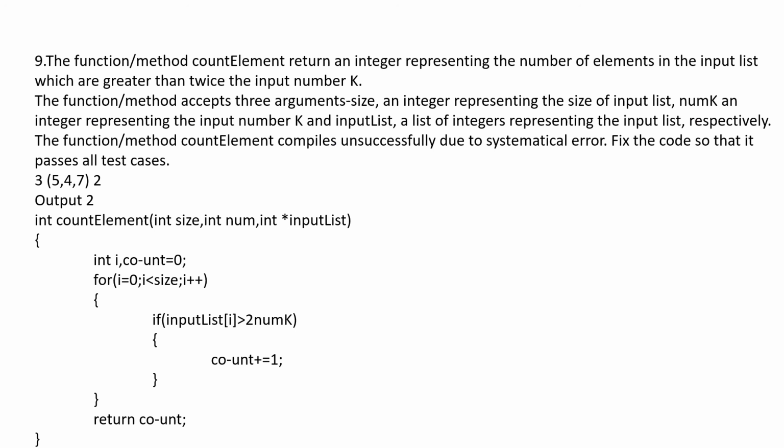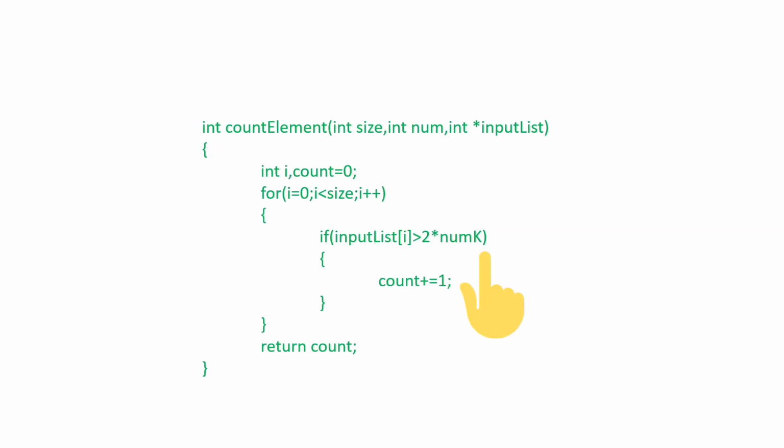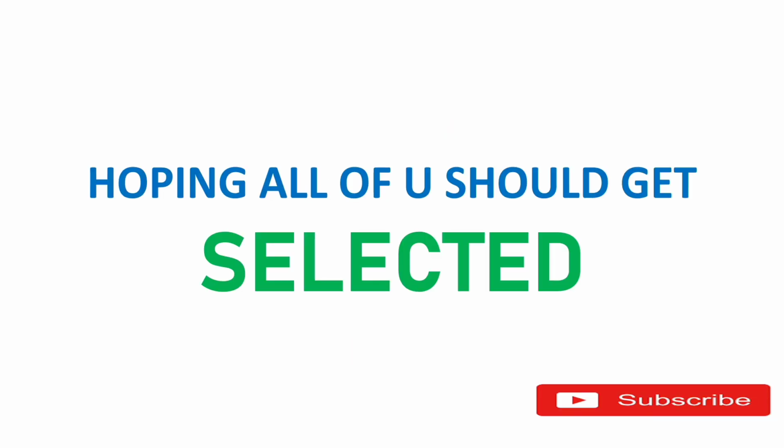But if we observe within the if case, if the array element is greater than 2 times the number k, here we have missed the operator, 2 star num k. That's the only mistake. So I think now the code looks perfect.